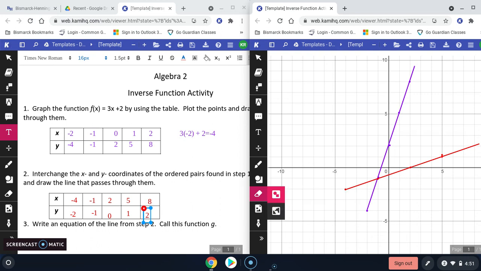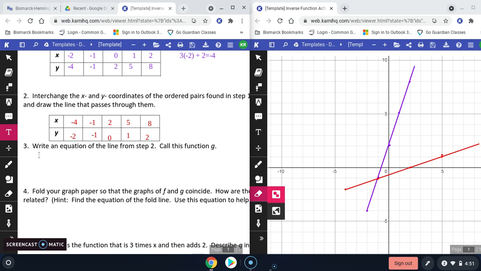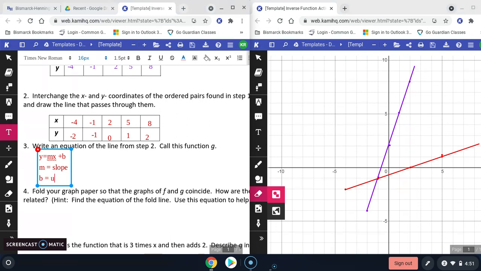Okay, now we're going to go back over here to the left and look at number 3. Write an equation of the line from step 2. There's a couple of different ways we can accomplish this, but probably the one you're most familiar with or use the most often is y equals mx plus b. Remember that m is your slope. There's a couple of ways we can find slope. You can count rise over run, or you can do the difference of your y's divided by the difference of your x's. And then b is your y-intercept.